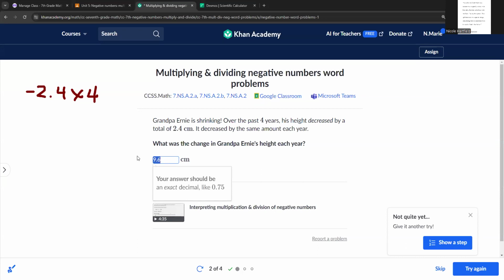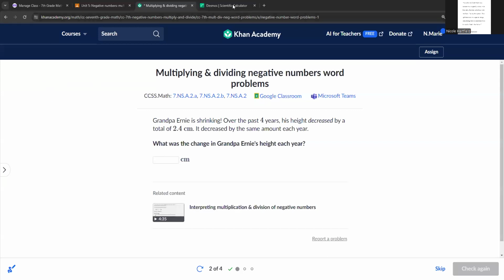Each year. Sorry. Oh, it's even more simple. They just want you to write it like this. Sorry. Wait, hold on. Grandpa Ernie is shrinking. Over the past 4 years, his height decreased by a total of 2.4. Oh, it decreased by a total. Yep, and that's why with word problems, you have to pay attention.